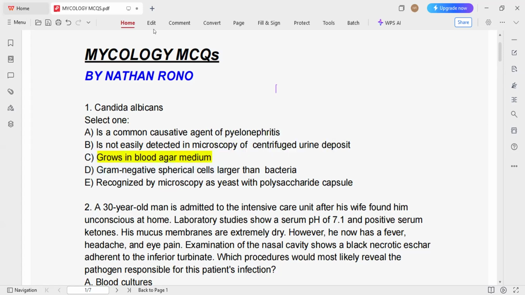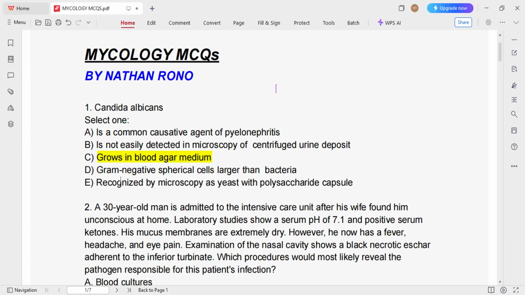Oh, I'm shocked no one got number 1 correct. Gram-negative spherical cells larger than bacteria. First of all, if you were to gram stain Candida, what will we see? Gram positive. Gram positive, yes. So that's wrong. It's generally gram positive. And spherical, yes, that's true. Usually oval. And you're going to see the yeast cells. They are oval in shape, but they're not gram negative.